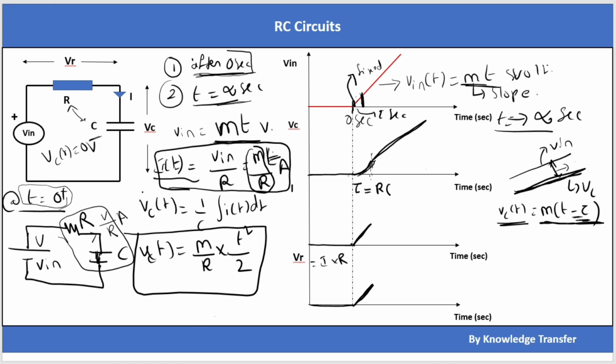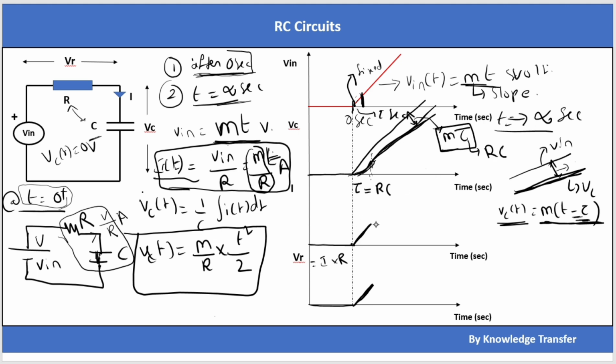During the starting this will be a parabola, but after that VC will be parallel to Vin. If I draw the Vin also here, it will be like this. Understand that this is parallel, so there will be some fixed difference between Vin and VC. So this is how much difference. Vin is m into t and VC is m into (t minus tau). This difference will be m into tau, where m is the slope of the input and tau is the RC.